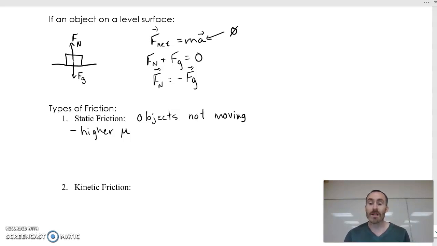Okay, so when you want to start an object moving, you will need to overcome the force of static friction. So when your applied force, or whatever force is trying to make it move, becomes even a hair greater than the force of static friction, then it will start to move.